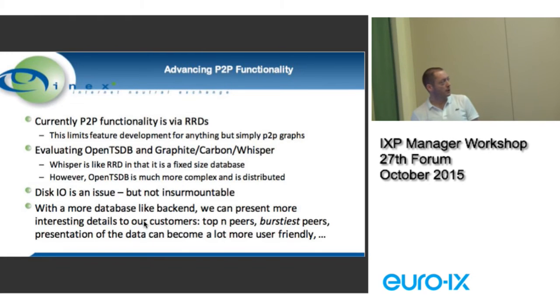So we were looking between OpenTSDB and Graphite Carbon Whisper. OpenTSDB has some really cool features, except it's incredibly complex. In fact, I pretty much decided last week that it's so complex even to install it, that it's probably not worth the effort. I think it's too much of a barrier. I think probably Graphite Carbon Whisper is a better way to go here.